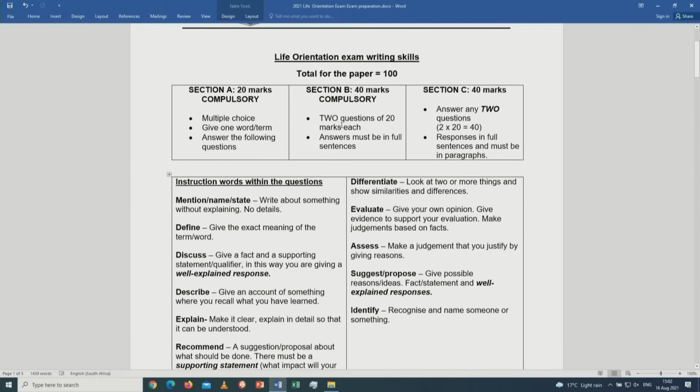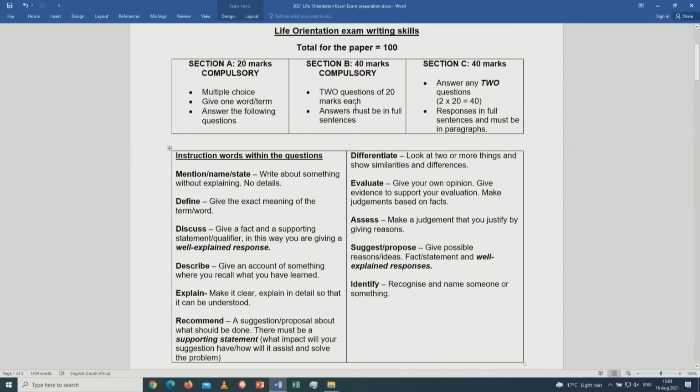Section A remains 20 marks and it is still compulsory. Section B used to be 30 marks, but now it is up to 40 marks. Section C is also now up to 40 marks. So previously, it was 20 marks for Section A, 30 marks for Section B, and 30 marks for Section C, which then gave us the total of 80 marks for the paper. So now, as you can see, it is just 10 more marks for Section B as well as 10 more marks for Section C.